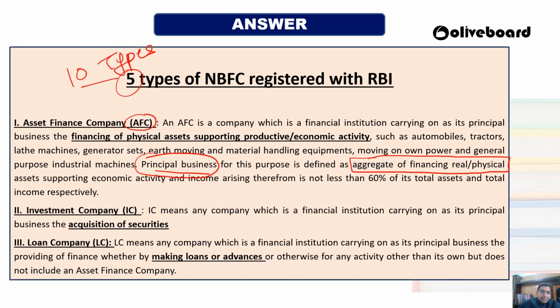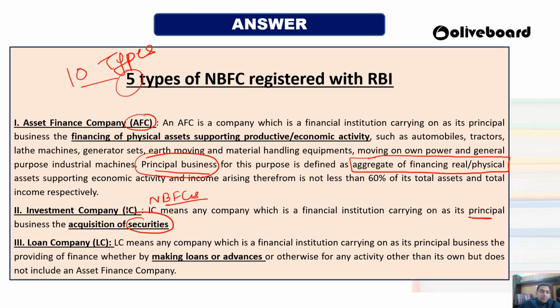Then the second type of NBFC is the investment company. What is an investment company? These are NBFCs whose principal business is the acquisition of securities, such as shares and various other things.